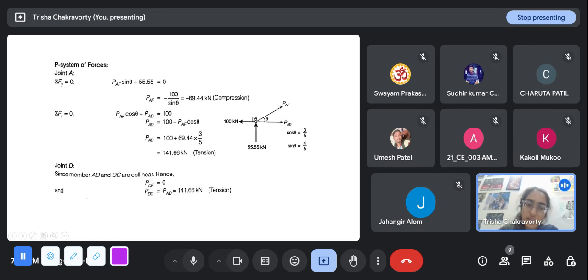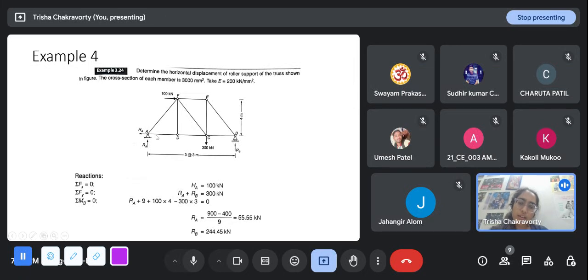So here we know that there is an upward reaction of 55.55 here, a horizontal reaction of 100 kilonewton here, and I have two members, AF and AD. So PAF in the vertical direction has a sine theta component, plus 55 is 0. So PAF is minus 69, compression. So this member is under compression, and in the horizontal direction I have PAD, I have PAF cos theta, and 100 is on the other side. So PAF cos theta plus PAD is 100. So from that we solve PAD is under tension.